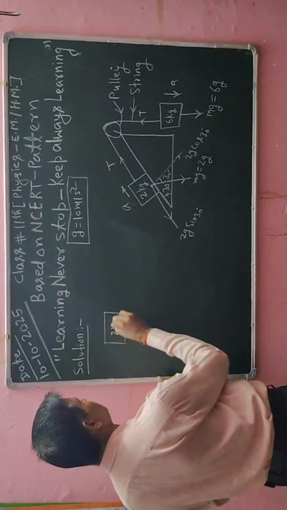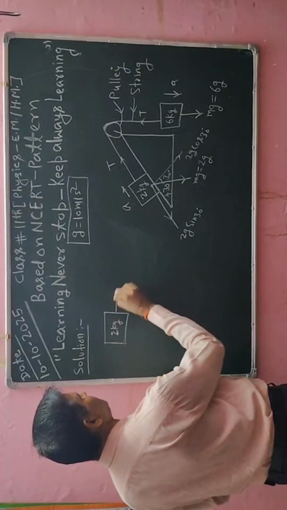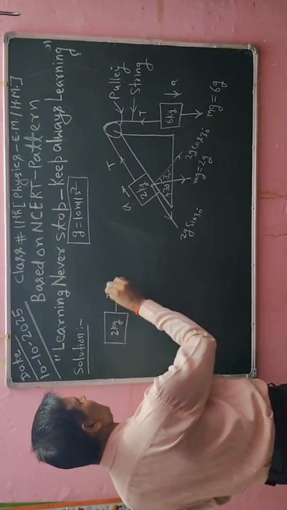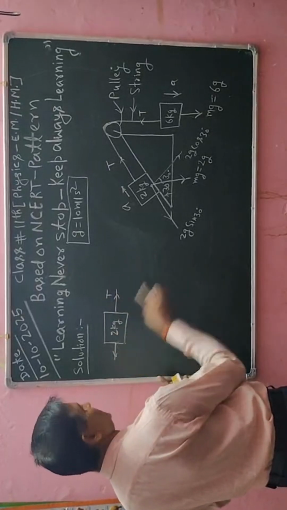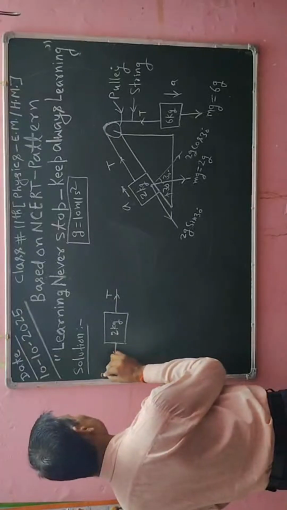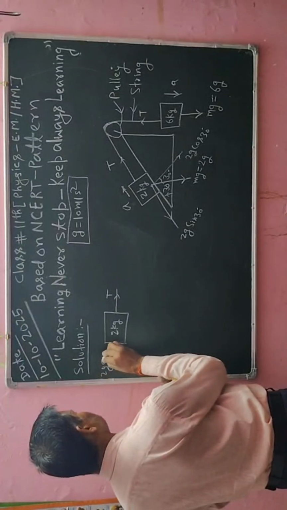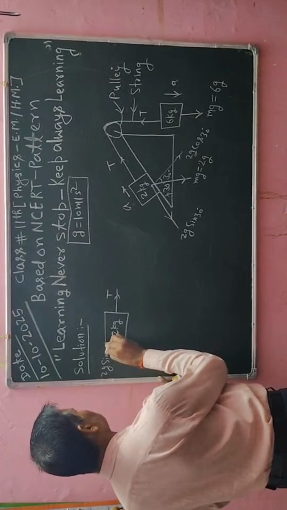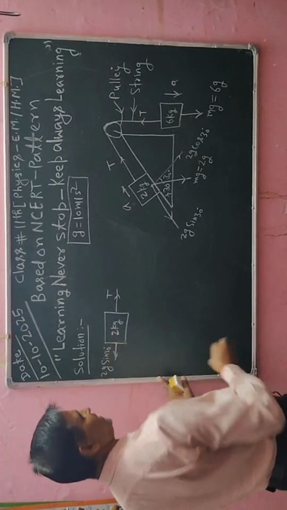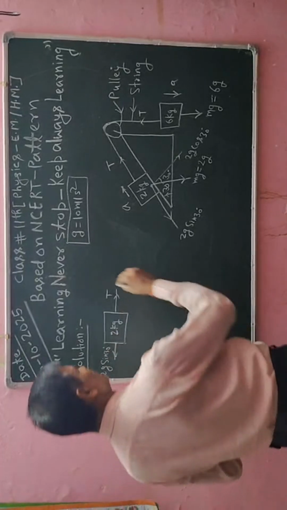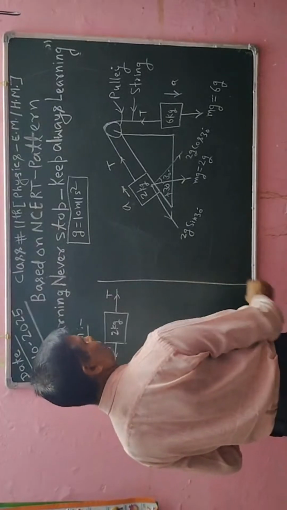It has mass 2 kg. Now along this direction there is a force T, and along this direction there is a force 2g sine 30 degree. Okay, so here I have written. Now the second diagram I will also draw.